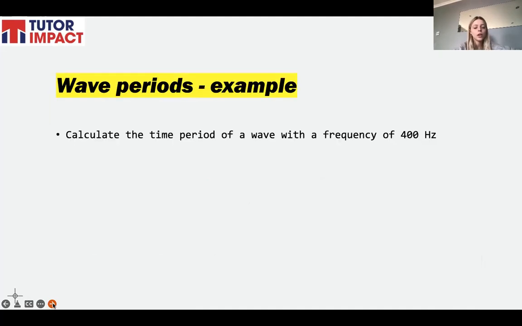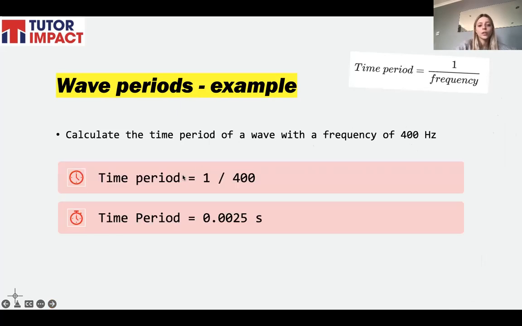Now we're going to look at an example of this. So you could get a question like this, saying calculate the time period of a wave with a frequency of 400 hertz. You remember the equation is time period equals 1 over frequency. So we're looking at the time period, so we need to do 1 divided by the frequency. We're told here that the frequency is 400 hertz, so we do 1 divided by 400.